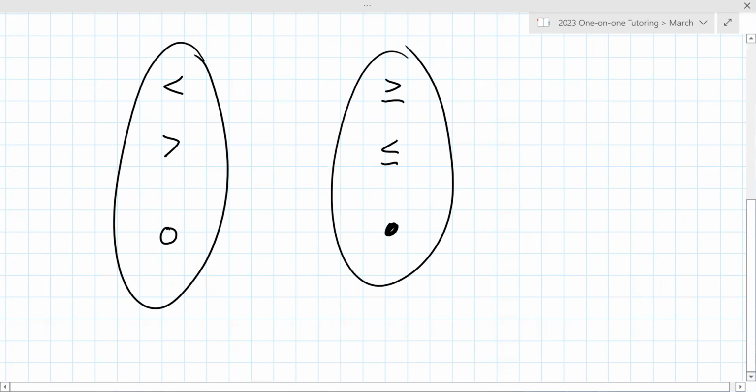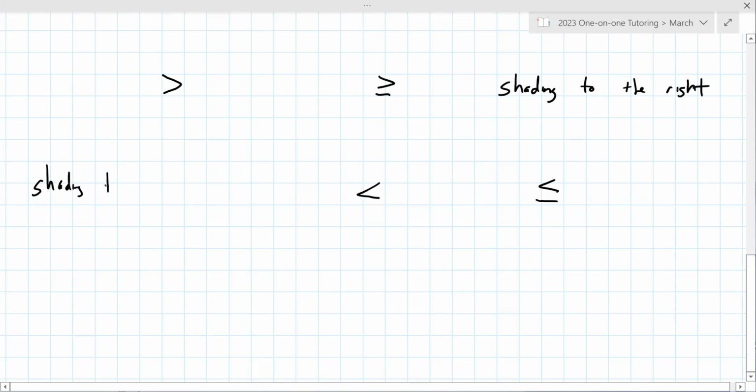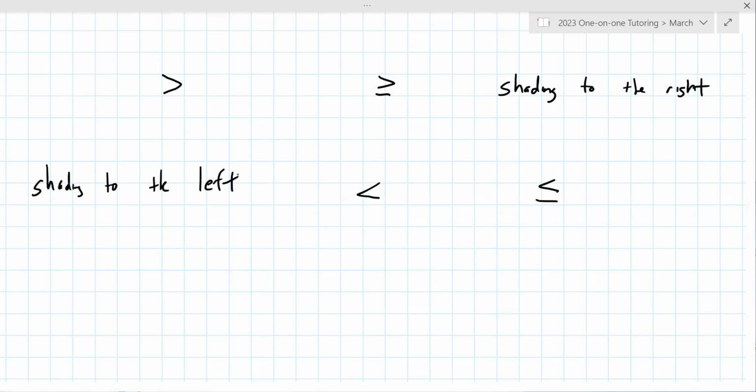All right, now the next thing that's really important here, let me know if you need to get that down in your notes or if I can move on. You can move on. So thing 2 here is that if you see this symbol or this symbol, you're shading to the right. And if you see this symbol or this symbol, you are shading to the left. Have you seen that before? The shading part, no, but I've seen all these symbols.